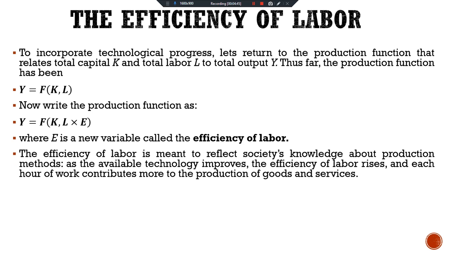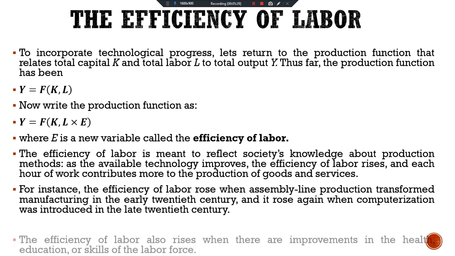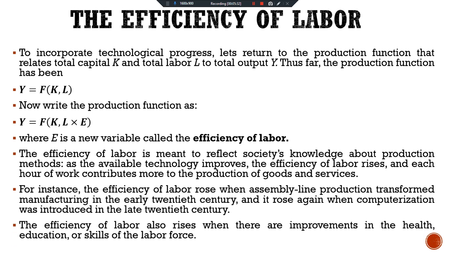The efficiency of labor is meant to reflect society's knowledge about production methods. As the available technology improves, the efficiency of labor rises and each hour of work contributes more to the production of goods and services. For instance, the efficiency of labor rose when assembly line production transformed manufacturing in the early 20th century, and it rose again when computerization was introduced in the late 20th century. The efficiency of labor also rises when there are improvements in the health, education, or skill of the labor force.